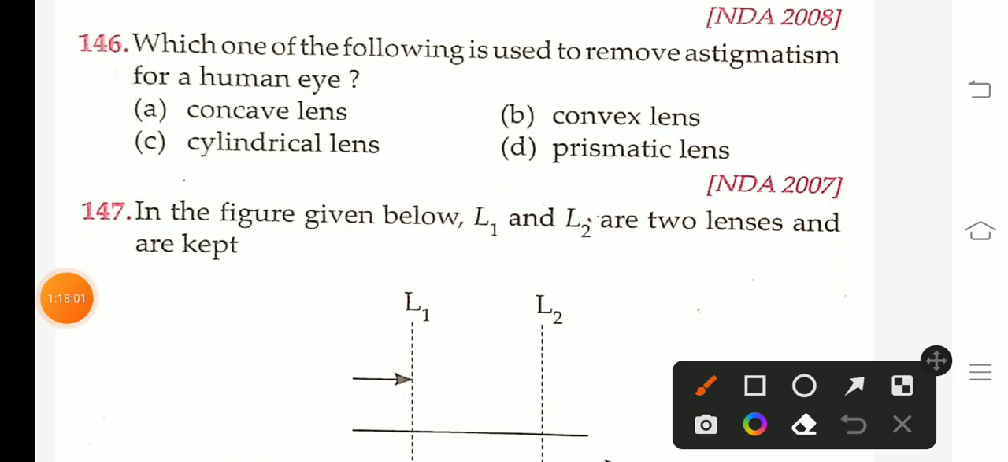Next, which one of the following is used to remove astigmatism for a human eye? Right answer will be option C, cylindrical lens.